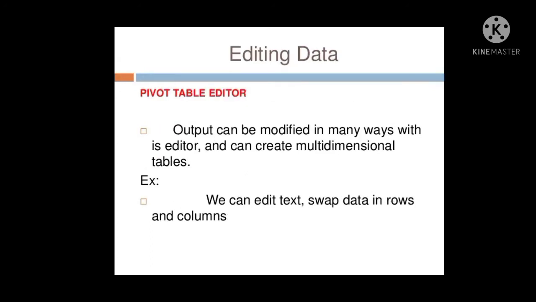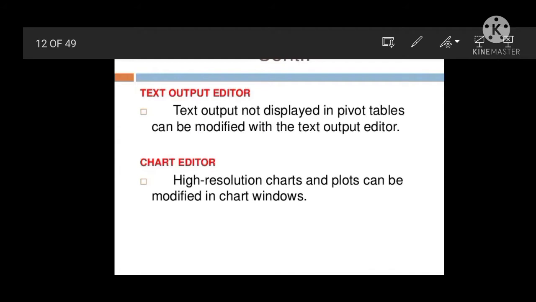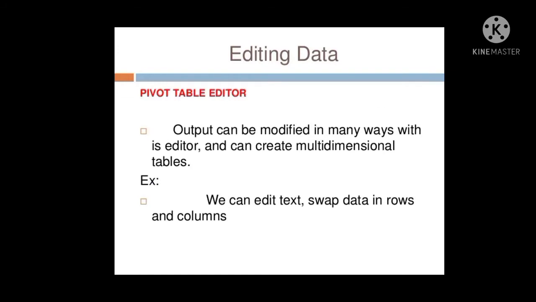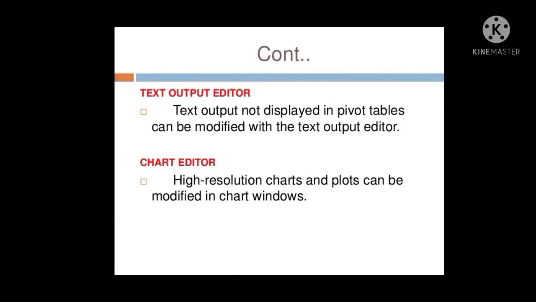Pivot table editor. Output can be modified in many ways with this editor and can create multi-dimensional tables. For example, we can edit text and swap data in rows and columns. Text output editor. Text output not displayed in pivot tables can be modified with the text output editor.